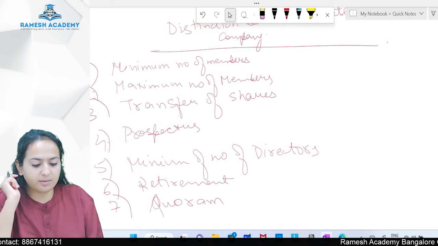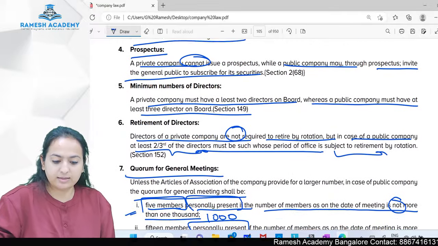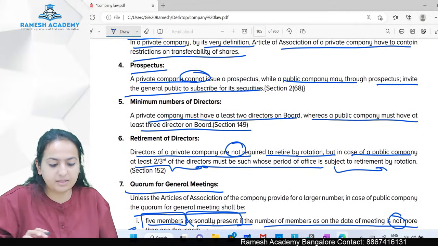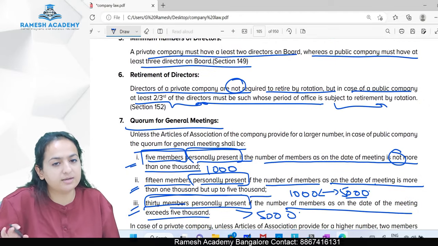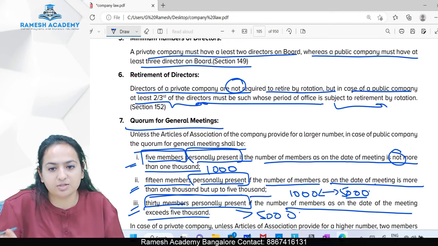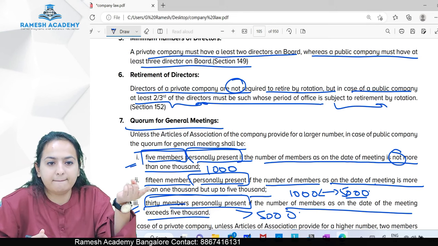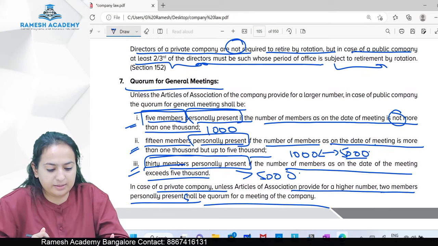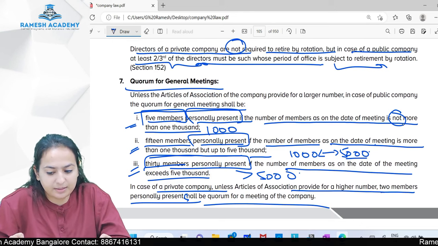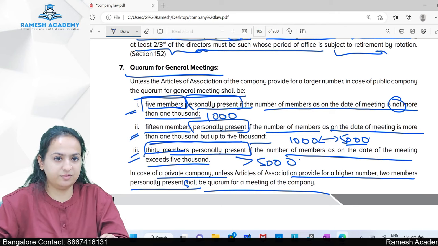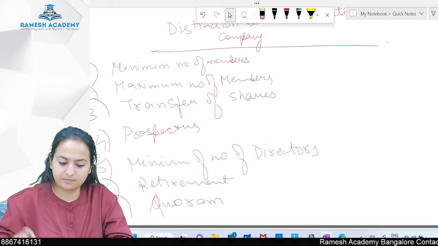Then is minimum number of the directors. How many were minimum number of directors? Directors were there in case of public company 3 and 2 in case of private. Retirement by rotation, 2/3 of the directors will retire by rotation in case of public company. It is not applicable to private company. Then quorum of the general meeting. So 5 members need to be personally present as on date of the meeting. It should be 5, 15 and 30. Make this table. Quorum table.